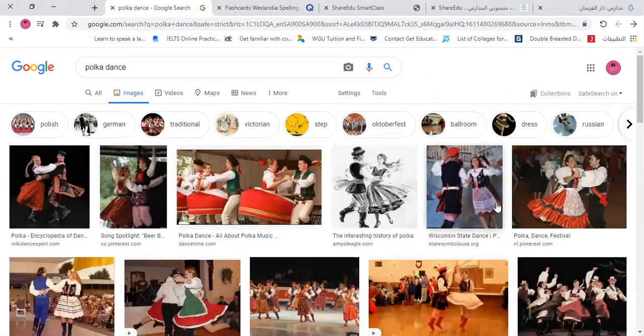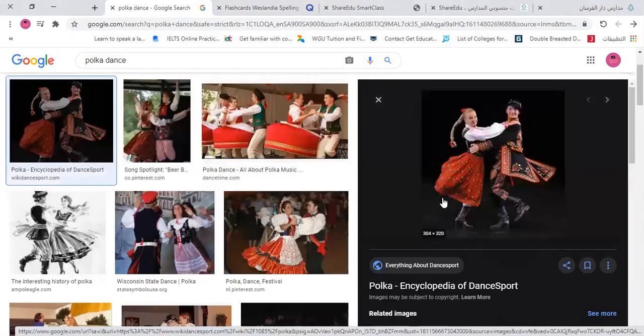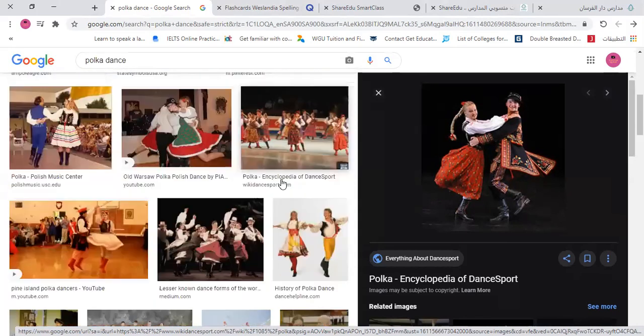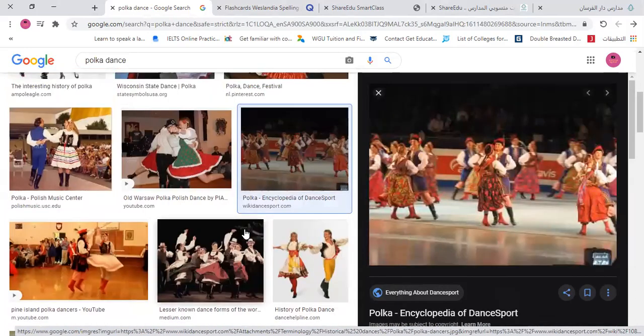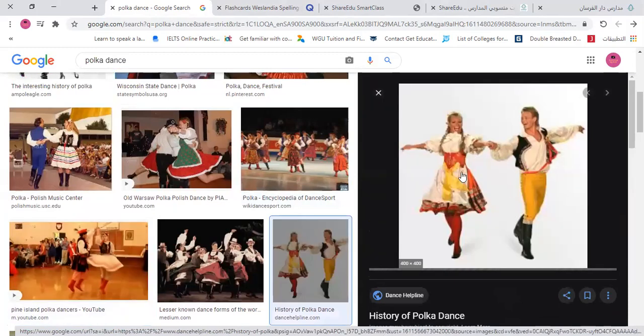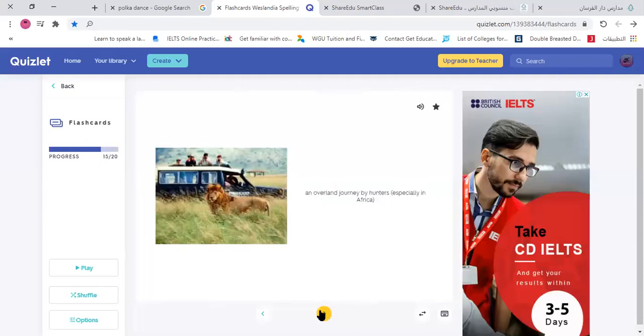So the polka dance has a woman and a man also, but it's a very fun dance. It's the Polish formal dance. It exists for three steps, and after that they will hop, the man and the woman. It's a very fun one. They use it for the formal meetings and the fun meetings and the weddings also. And this is the formal dress that they wear when they do it, like this. This is what the origin of this word is, Polish, polka.